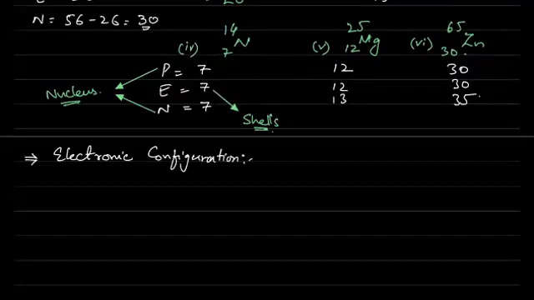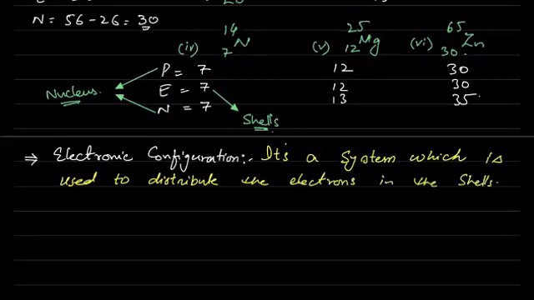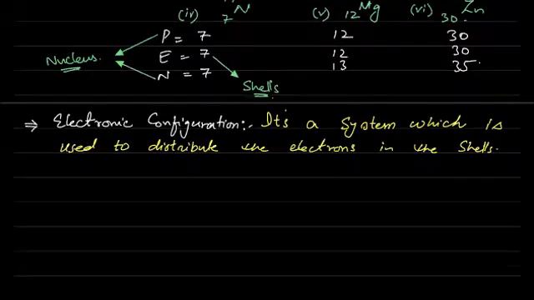Electronic configuration is a system which is used to distribute the electrons in the shells. That is known as electronic configuration.